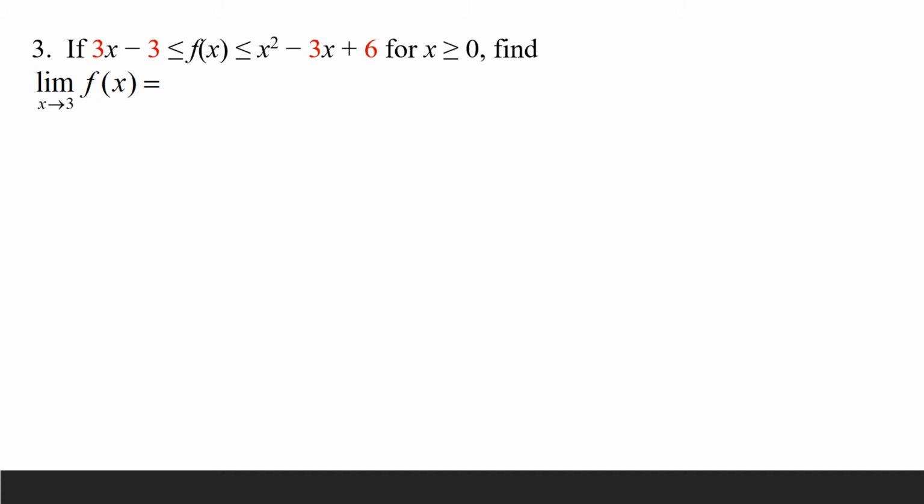Now let's take a look at an example. So we have if 3x minus 3 is less than or equal to f of x is less than or equal to x squared minus 3x plus 6, for x is greater than or equal to 0, find the limit as x approaches 3 of f of x.